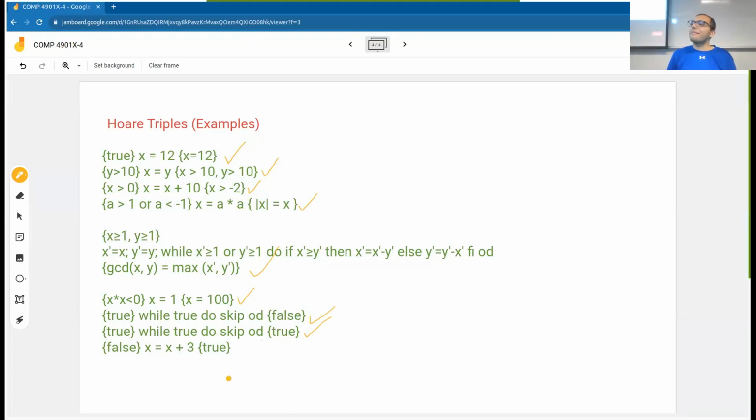The precondition is false. Yes, this one also holds because my precondition is false. So these were all examples of valid Hoare triples. All of them hold. If I have a way of automating the proofs of Hoare triples, of finding valid Hoare triples, my approach should be able to prove all of these.